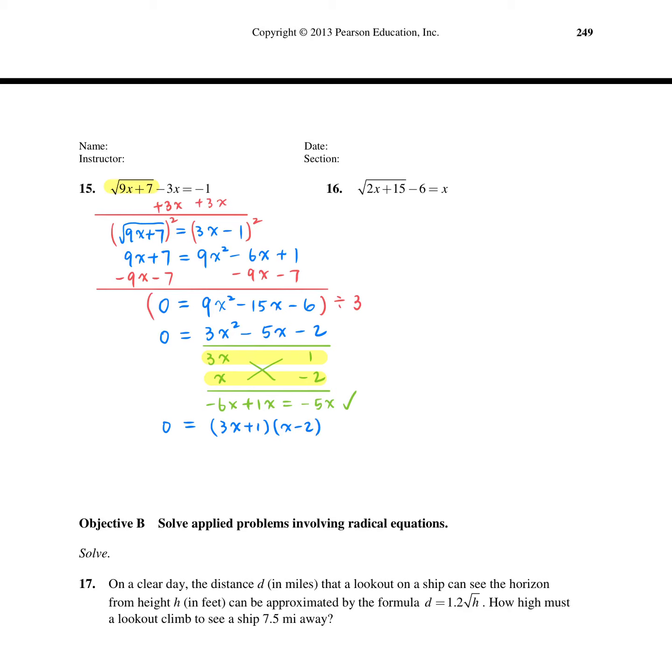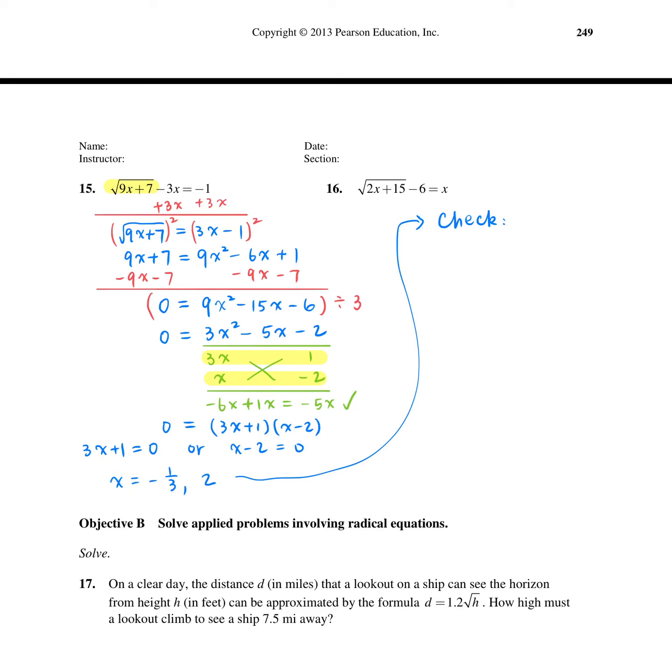By zero product property, each of them could be 0. 3x plus 1 could be 0, or x minus 2 could be 0. Solve each of them for x. We got two potential solutions, negative 1 over 3, positive 2. Don't box your answer yet, because we need to check whether or not your answer is correct.